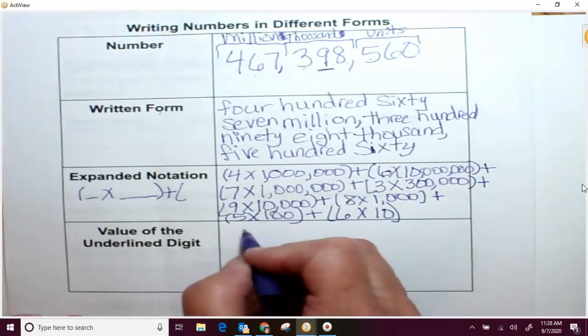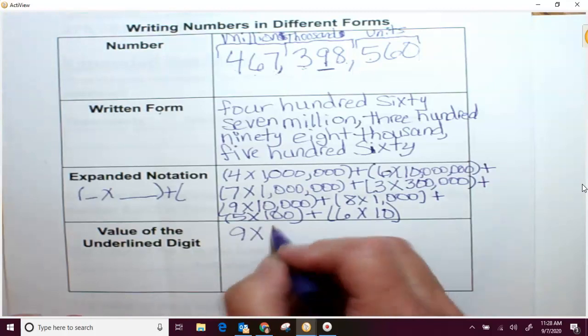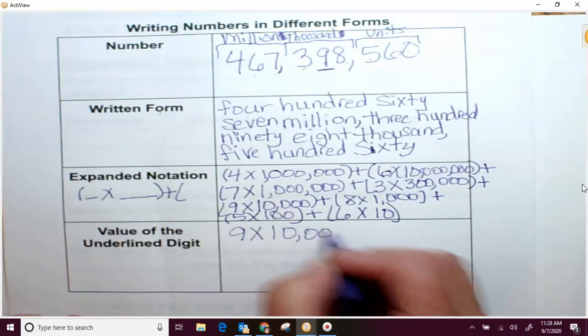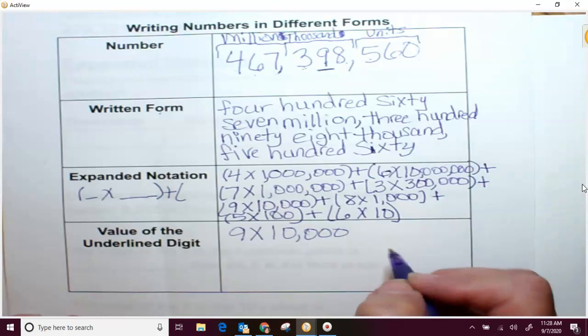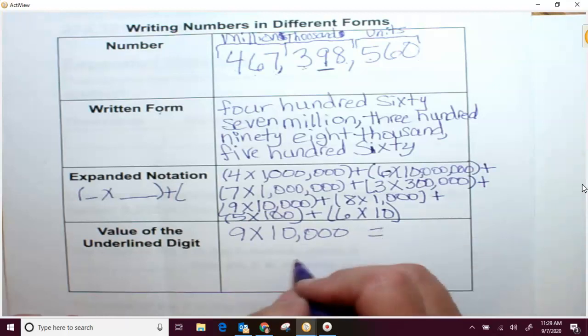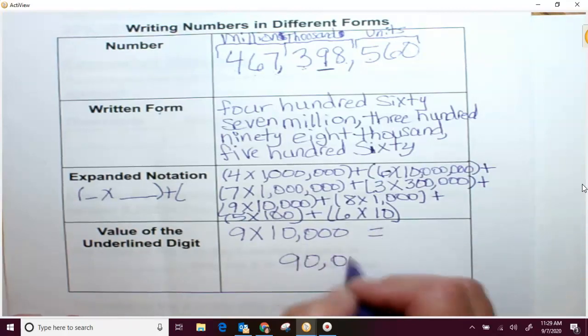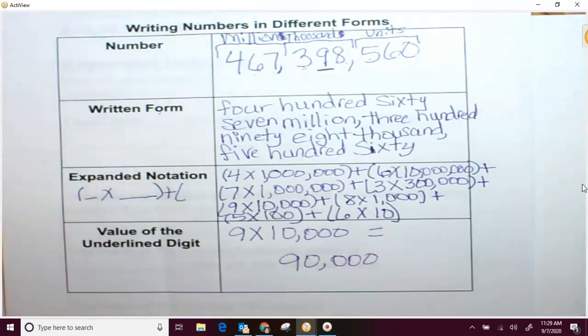So 9 in the 10,000s place would be what? I can figure it out if I wanted to show my work: 9 times 10,000, and that is equal to 90,000. So the value of the 9, the underlined digit, is 90,000. Okay?